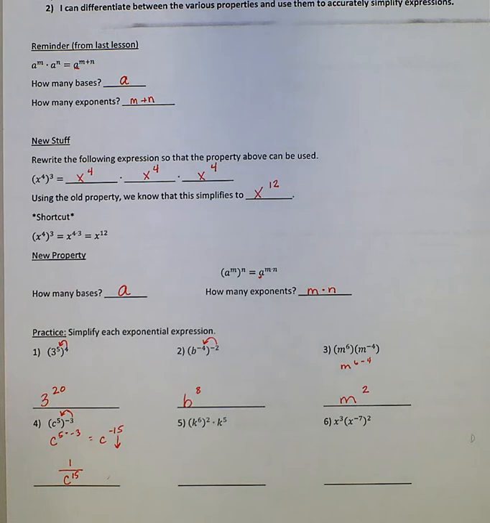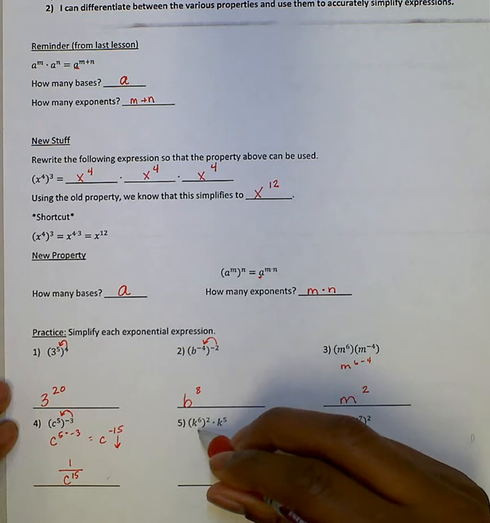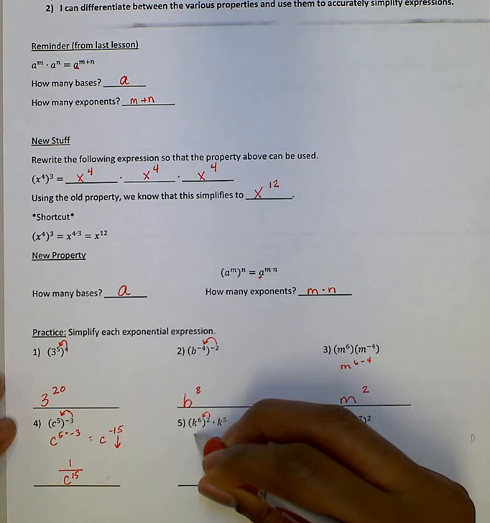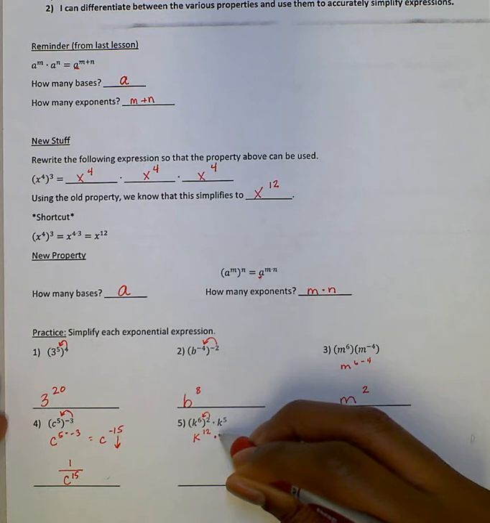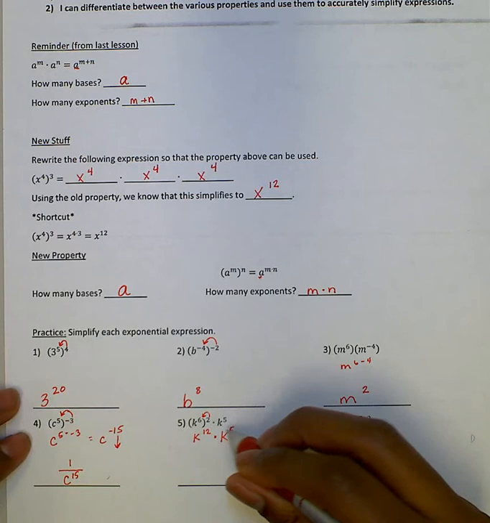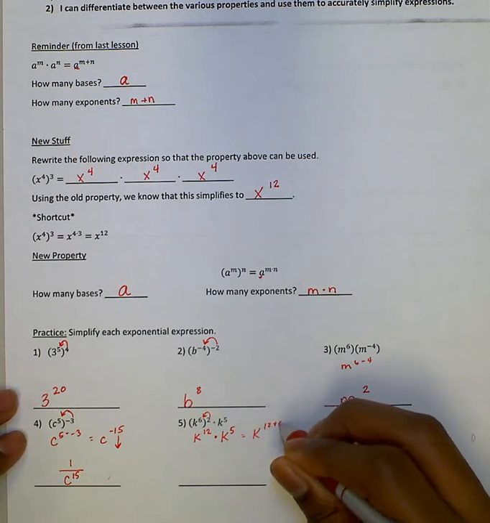Number 5. Now it's a mixture. We have to raise a power to a power, so k to the 6th squared gives us k to the 12th. And then we also have to multiply k to the 12th times k to the 5th. So when we do that, remember that shortcut was k to the 12th plus 5, k to the 17th power.